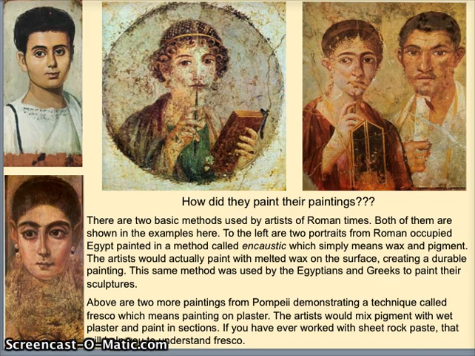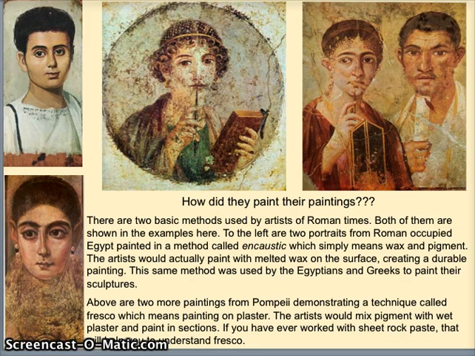encaustic. This might be something you would want to do for your final project. What encaustic means is simply painting with wax and pigments. So you could think about melting crayons in a double boiler and painting with that on a surface. These artists would paint with melted wax on the surface, and it created a very durable painting. This was also used by Egyptians and Greeks to paint the colors on their sculptures.